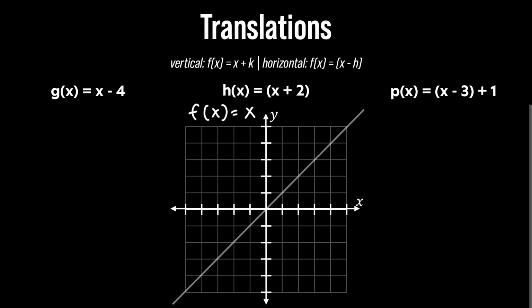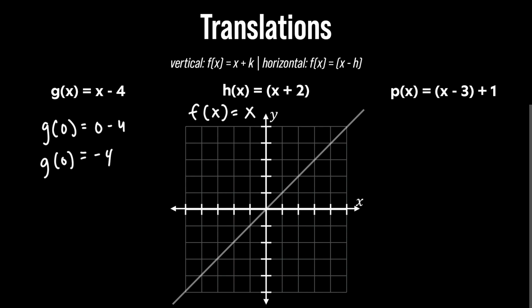vertically or horizontally. If we had a graph g of x being equal to x minus 4, what would this graph look like? Well, we see that there's no parentheses, so it has to be a vertical type translation. But instead of plus k, it's a minus k. If we plugged in 0 for x, so g of 0 is equal to 0 minus 4, we'd get g of 0 is equal to negative 4.